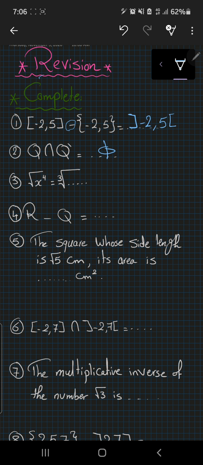Okay, the square root of x power 4. To get the square root, we said before, divide the power by 2. So the result will be 4 divided by 2, cancel the square root. The result will be x power 2.